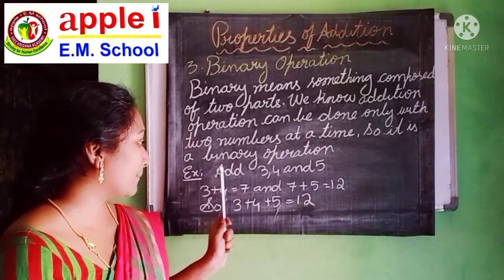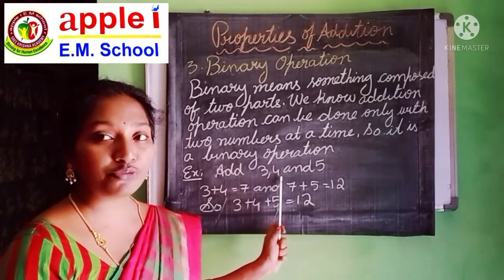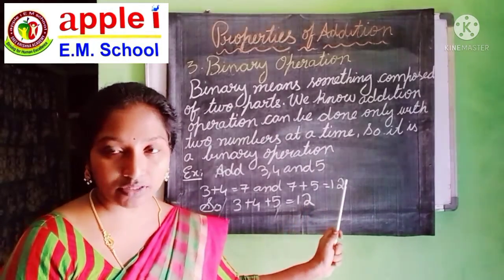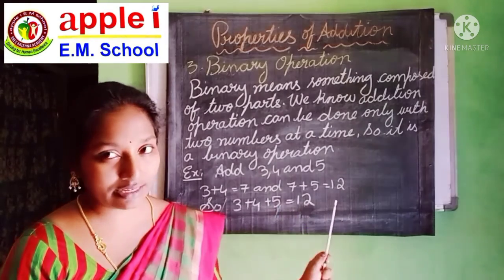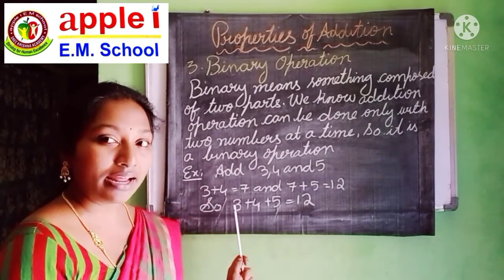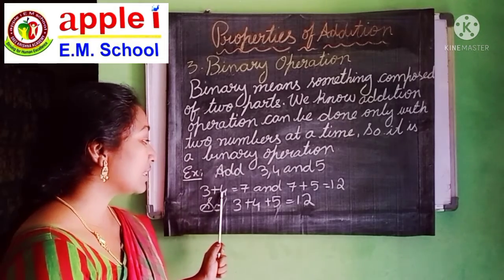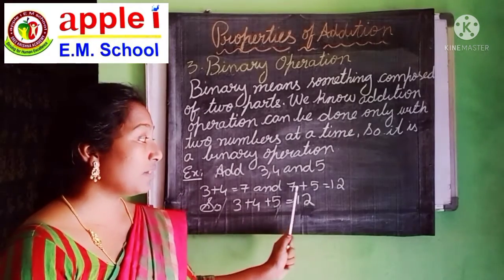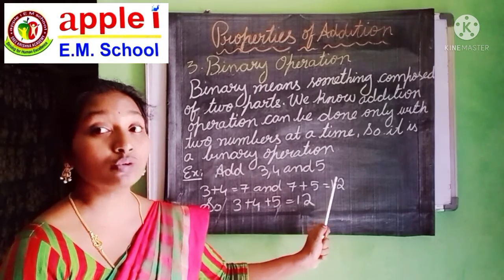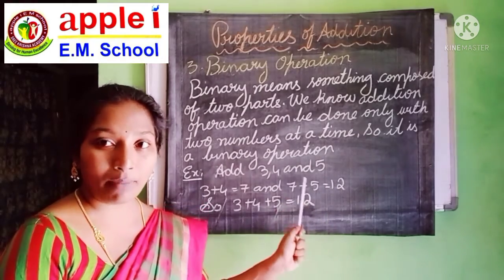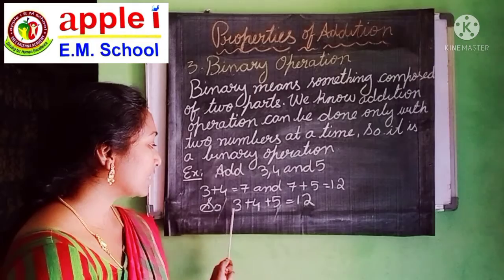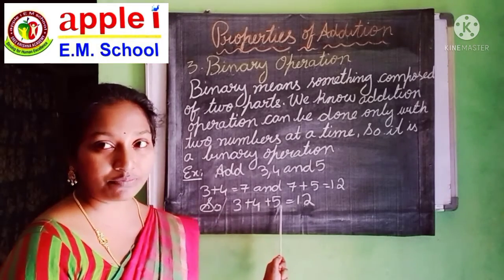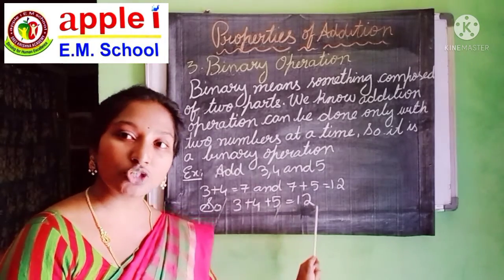For example, add 3, 4 and 5. If you want to add these three numbers, we can add like this. First, 3 plus 4 is equal to 7, and 7 plus 5 is equal to 12. So by this we can write that 3 plus 4 plus 5 is equal to 12.